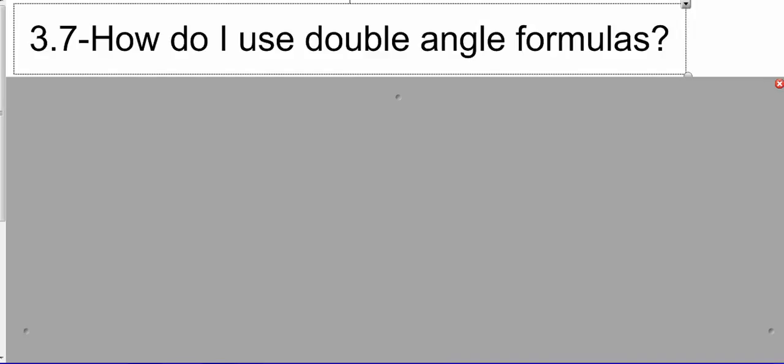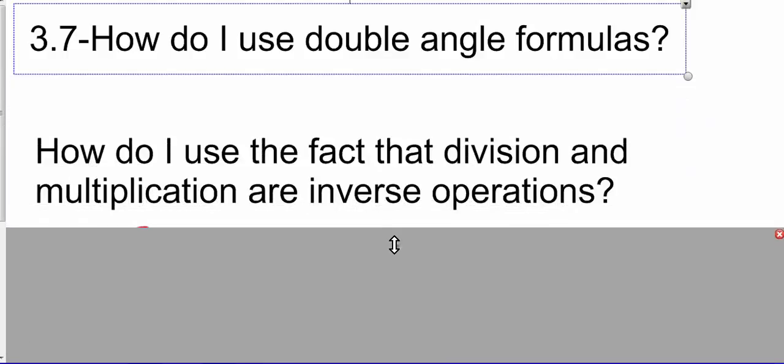I got an interesting question today, just kind of a general statement. How do I use double angle formulas? So first thing I want to say is I can't answer that question. Now the reason I can't answer that question is it's much like the question below. How do I use the fact that division and multiplication are inverse operations of each other?